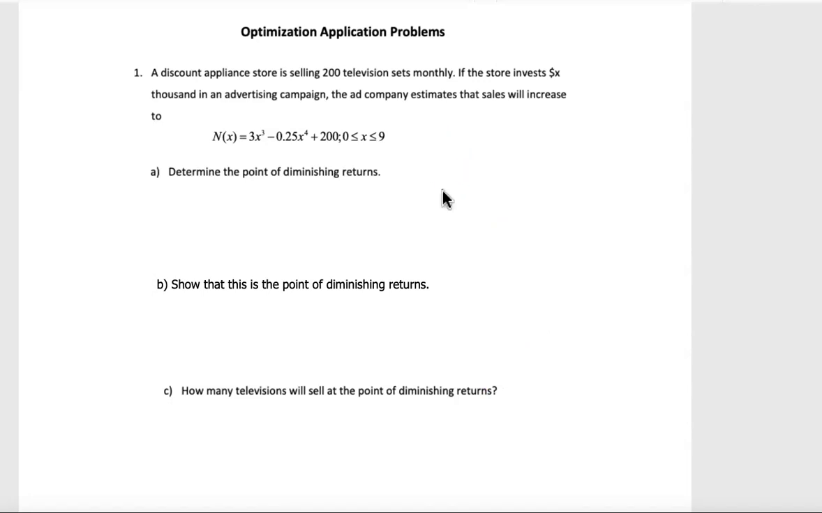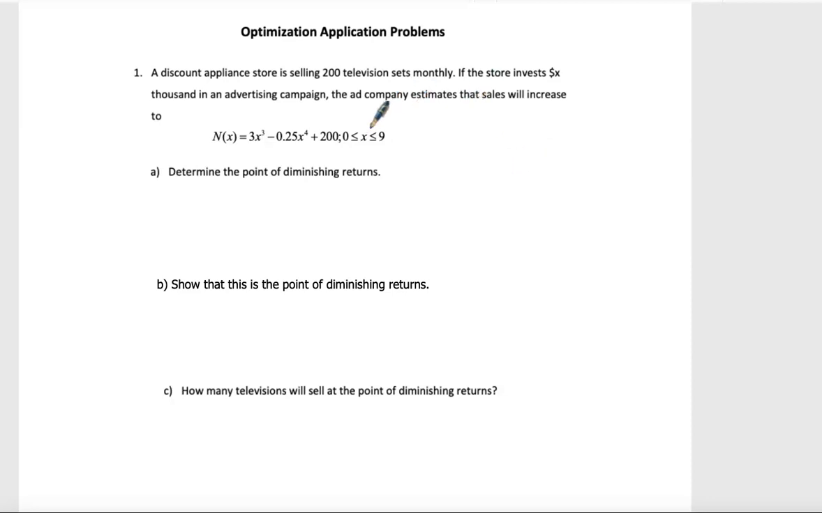So let's have this problem. A discount appliance store is selling 200 television sets monthly. If the store invests X $1,000 in an advertising campaign, the ad company estimates the sales will increase to N of X equals 3X squared minus 0.25X to the fourth plus 200, where X is between 0 and 9.